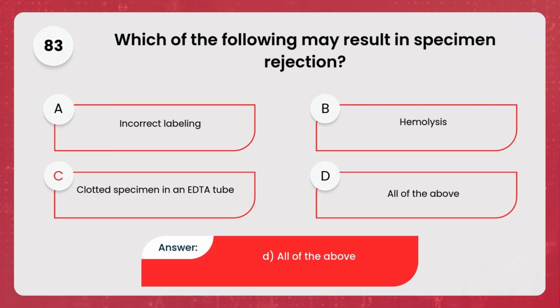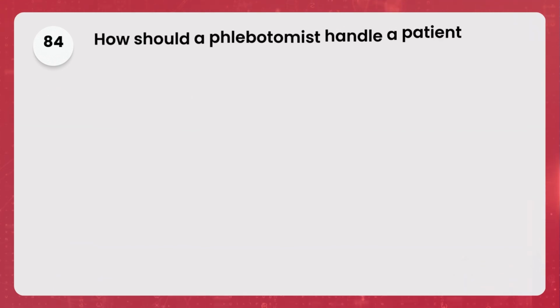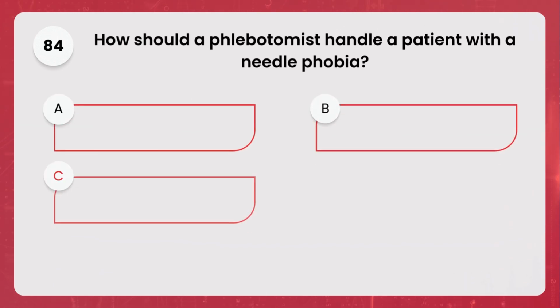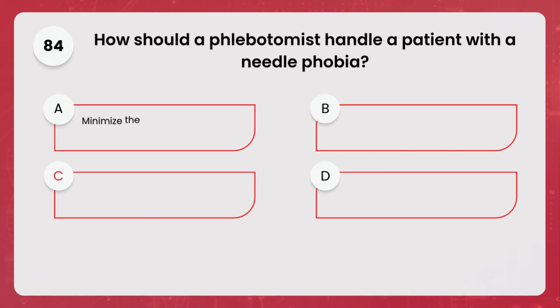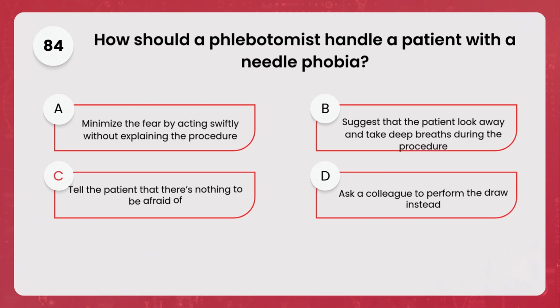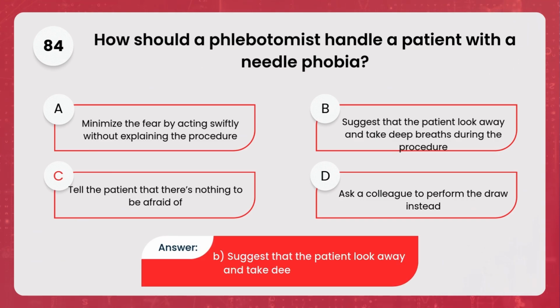Number 84. How should a phlebotomist handle a patient with a needle phobia? A. Minimize the fear by acting swiftly without explaining the procedure. B. Suggest the patient look away and take deep breaths during the procedure. C. Tell the patient that there's nothing to be afraid of. D. Ask a colleague to perform the draw instead. The answer is B. Suggest that the patient look away and take deep breaths during the procedure.